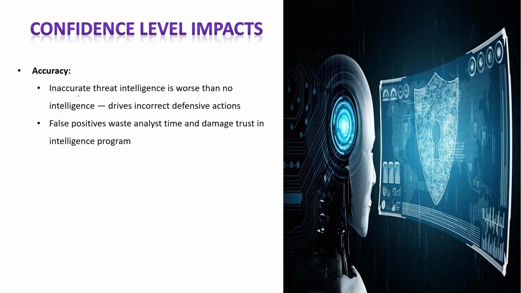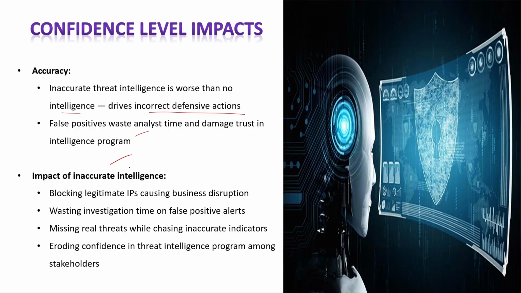Next is accuracy. Inaccurate threat intelligence is worse than no intelligence. It drives incorrect defensive actions. False positives waste analyst time and damage trust in the intelligence program. So the impact of inaccurate intelligence is blocking legitimate IP addresses, causing business disruption, wasting investigation time on false positive alerts, missing real threats while chasing inaccurate indicators, and eroding confidence in the threat intelligence program among stakeholders.